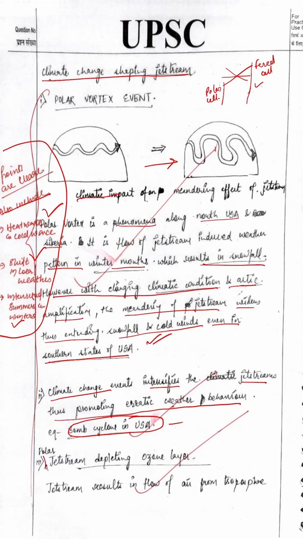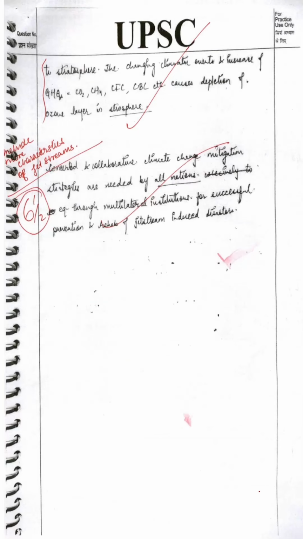Now, next is the polar jet stream depleting the ozone layer. Now, this is one of the conditions which is happening because of the presence of the jet stream. Now, what do jet streams do? They result in the flow of air from the troposphere to the stratosphere. The changing climatic events and increase of greenhouse gases, for example, CO2, CH4, CFCs, etc., cause depletion of the ozone layer in the stratosphere. So this basically happens because of the presence of the polar jet streams.